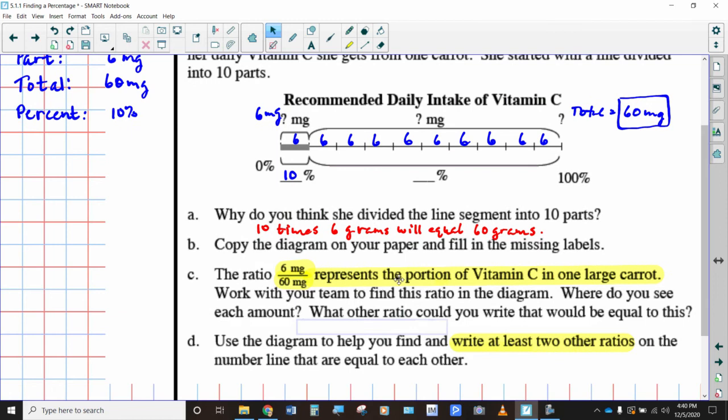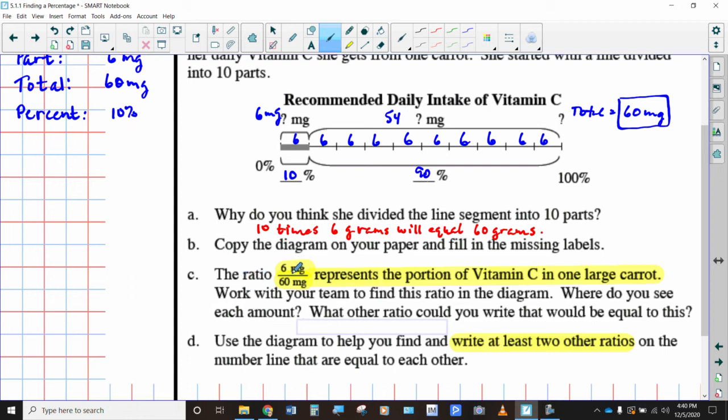So it says copy the diagram and fill in all the missing amounts. We didn't put this one in. If this is 10%, what does the rest of it have to be? The rest of it would have to be 90%, correct? And if this is 6, what do you add to 6 to give you 60? Or what is 9 times 6? 1, 2, 3, 4, 5, 6, 7, 8, 9 times 6. That would have to be 54.